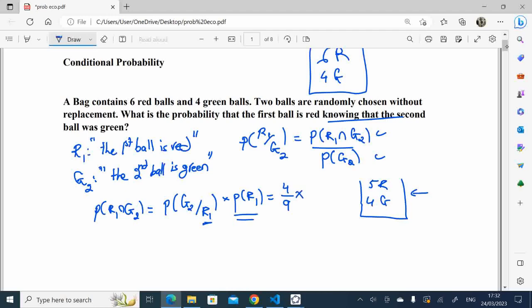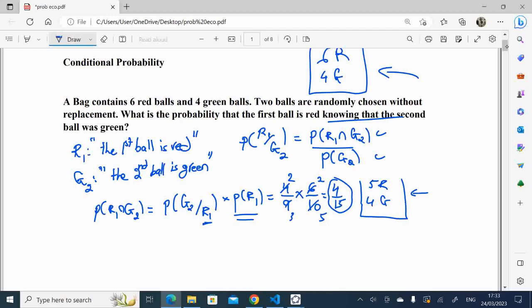What is P of R1? I need the first ball to be red. For the first ball, I should go back to the main urn. We have 6 possible out of 10. So times 6 over 10, which, if I make the simplification, divide by 3, it's 2, divide by 3, it's 3, divide by 2, it's 2, divide by 2, you get 5. So the answer will be 4 over 15. So this is P of R1 intersection G2.